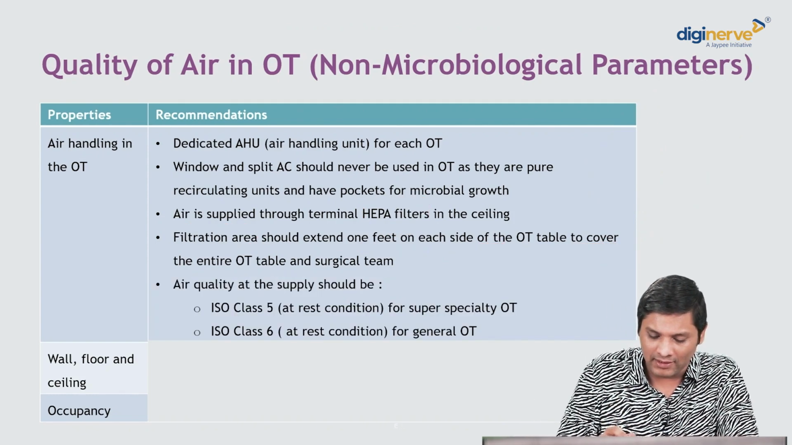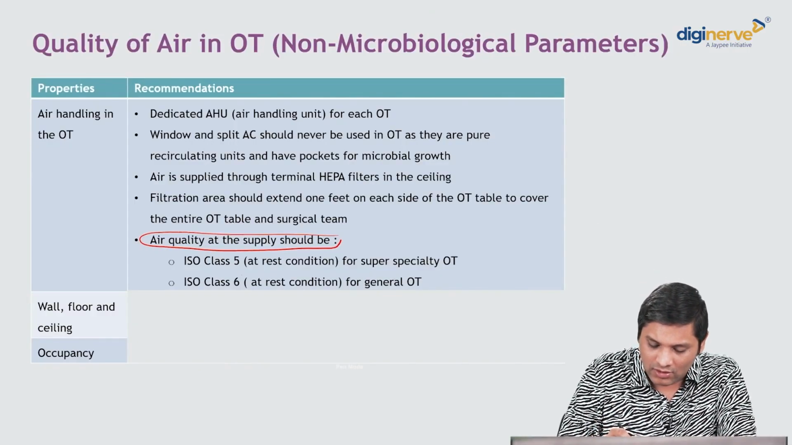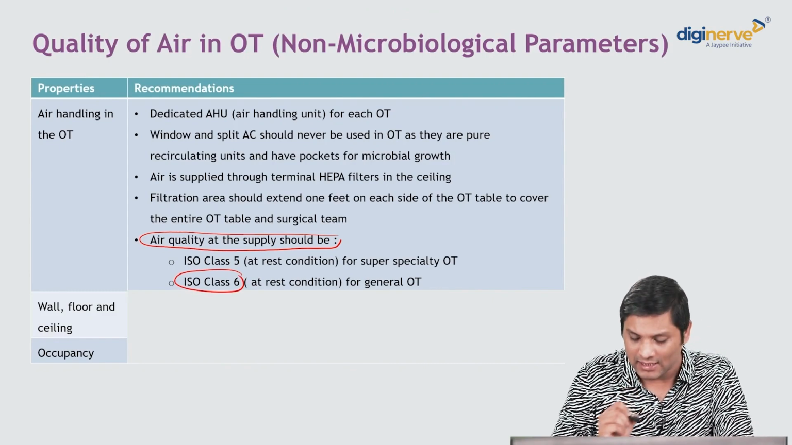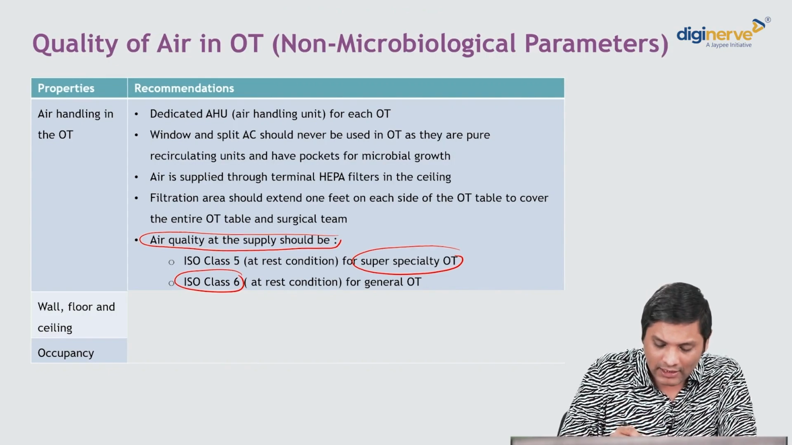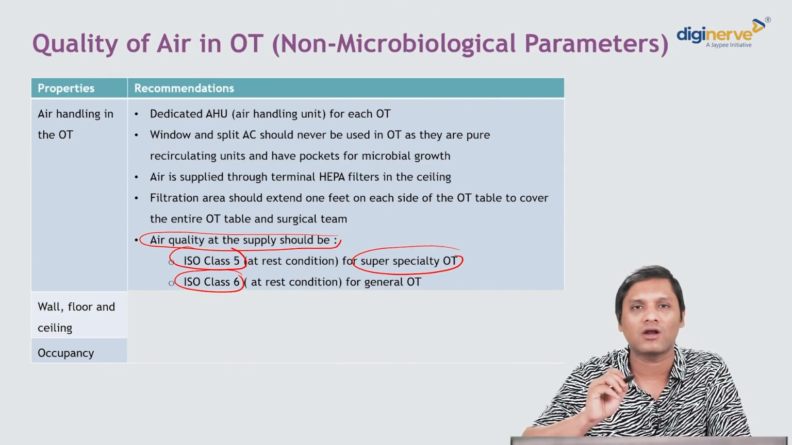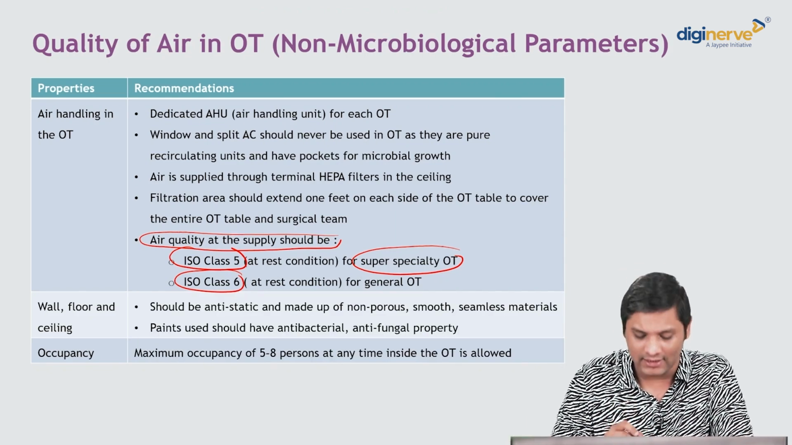Okay, the next property is how much standard needs to be maintained. This we have already discussed. The general OT should maintain ISO class 6, whereas specialized OT such as orthopedic OT and all that, they should maintain ISO class 5. Okay, now we will see the wall, floor and ceiling.